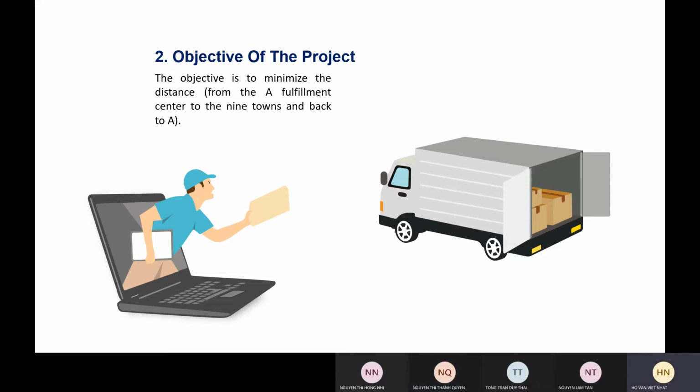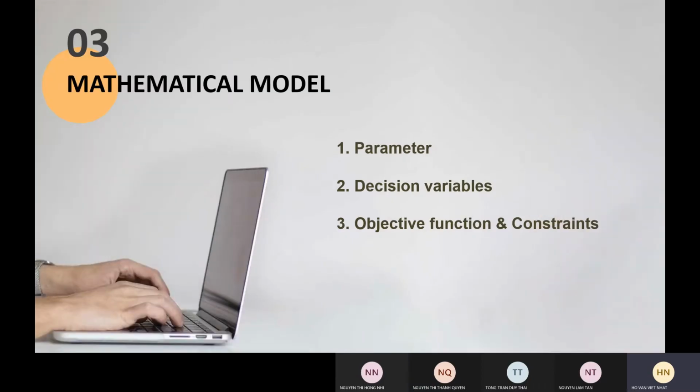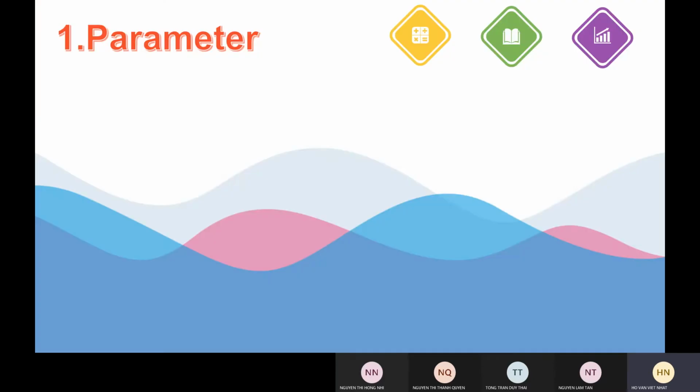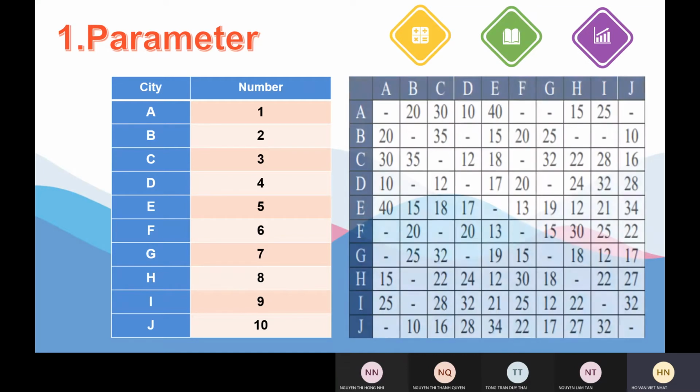Okay, my name is Nhật and I will move on with the third part, the mathematical model, and we will have 3 points. First is parameter. Firstly, to make our problem simpler, we will change the names of the delivery centers in cities A, B, C, D, E, F, G, H, I, J to numbers 1 to 10, and you can see from this table the distance from one city to another city.